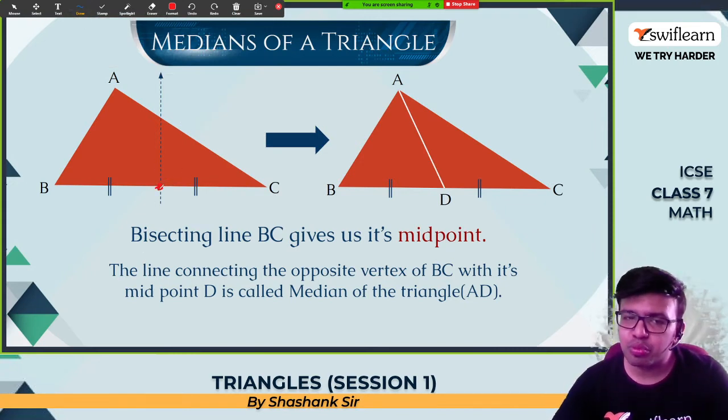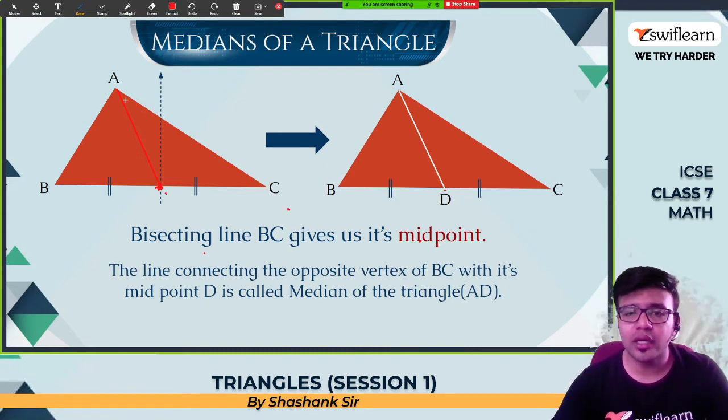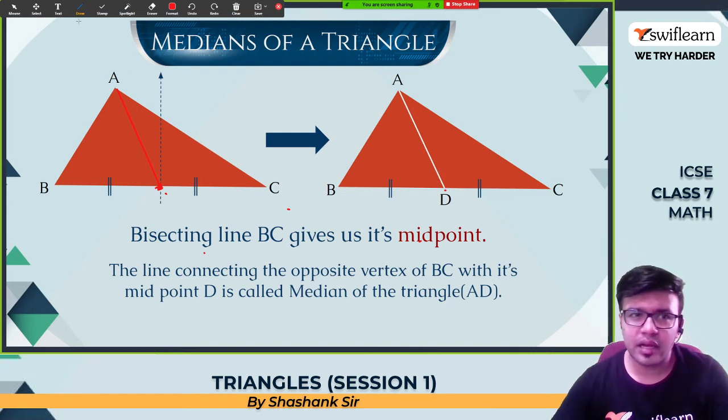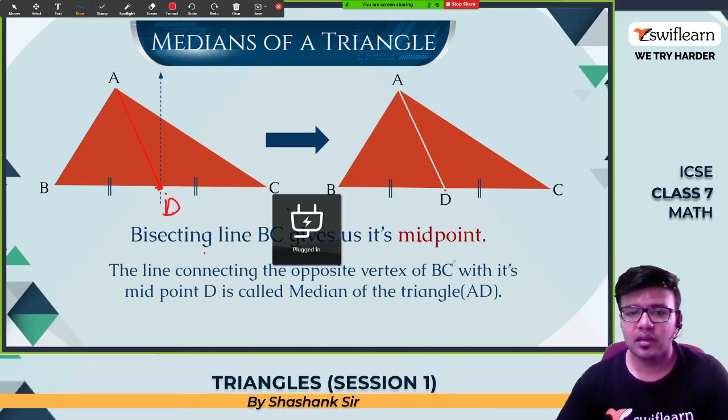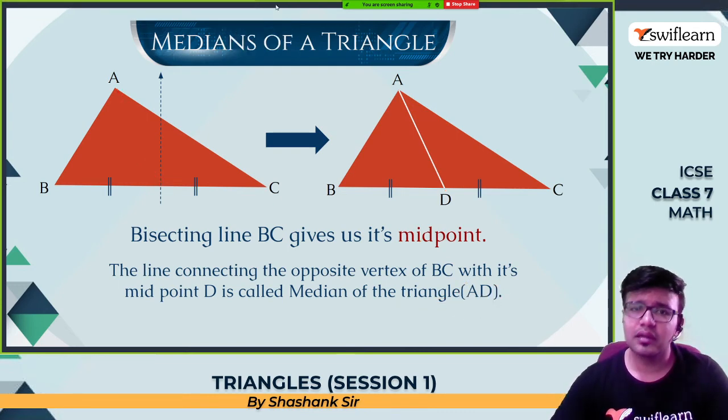Now, if you join this midpoint and the vertex opposite to the side BC, you get a median. So bisecting the line BC gives us the midpoint. The line connecting the opposite vertex with the midpoint of BC, which we name D, is called the median AD of the triangle. AD is the median of the triangle. Understood? What is a median?